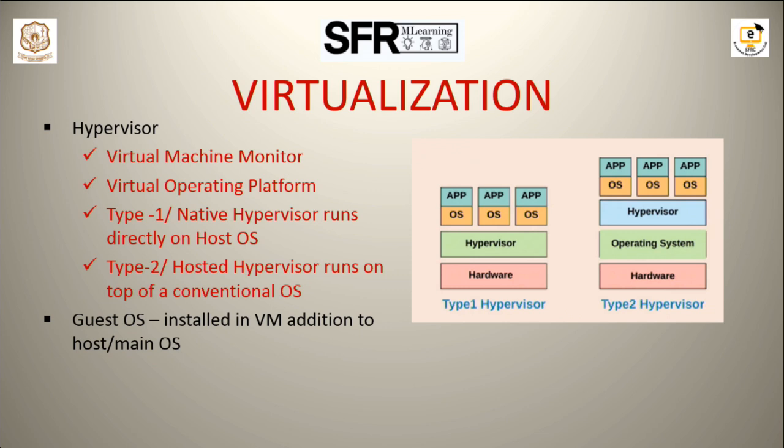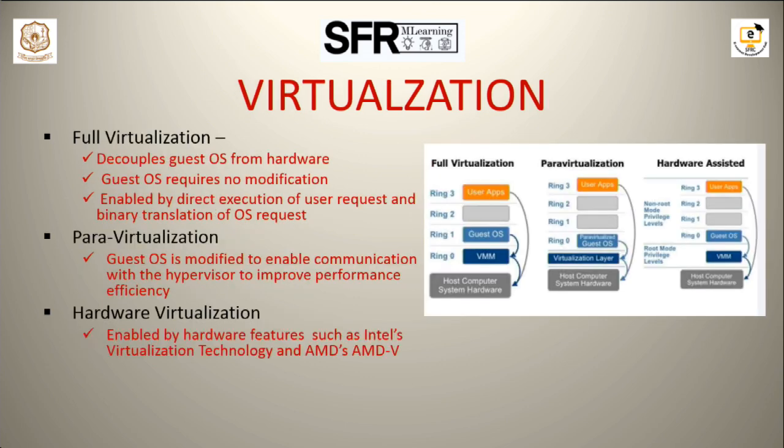Another concept is a guest OS. It's an OS that runs within a virtual machine on a partitioned physical host, separated from the host OS that runs directly on the hardware. It is installed in the virtual machine in addition to the host or main OS. Virtualization comes under three categories: full virtualization, para virtualization, hardware virtualization.